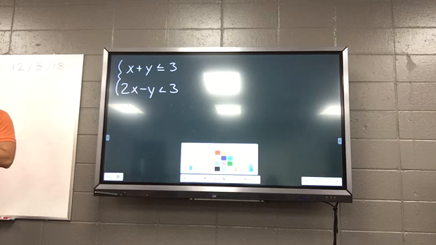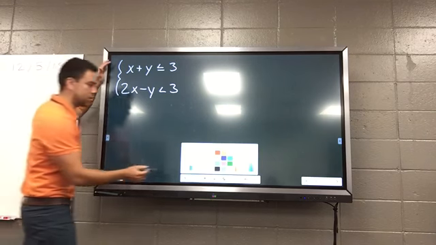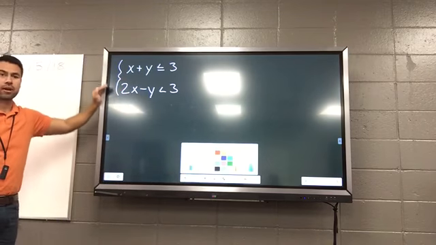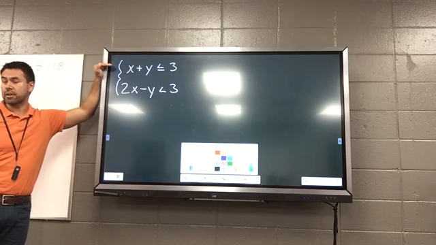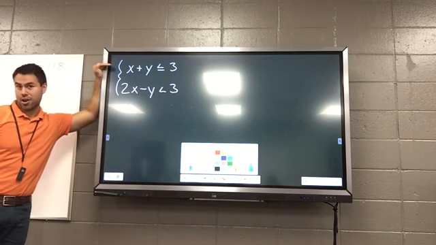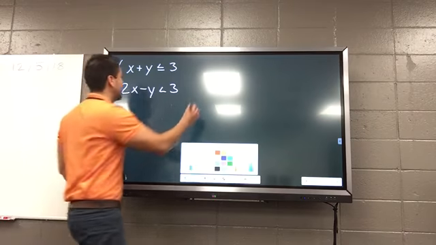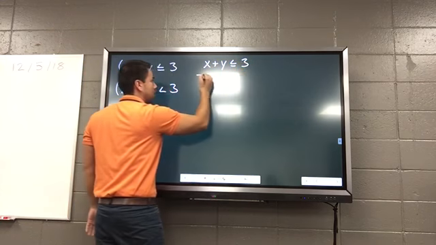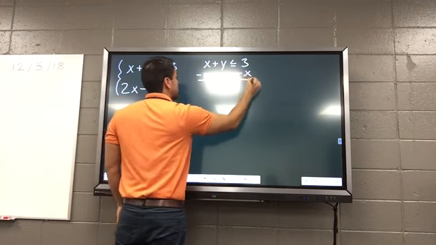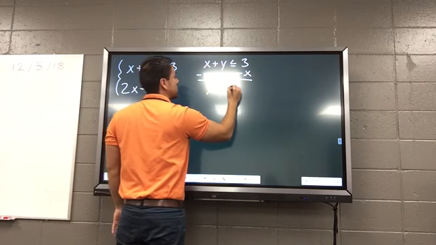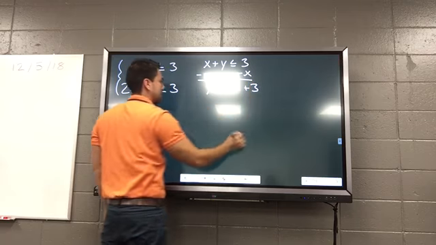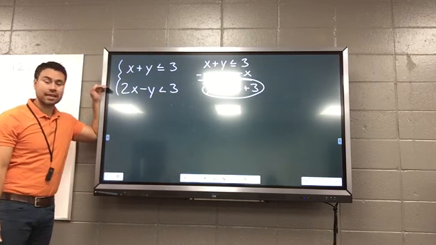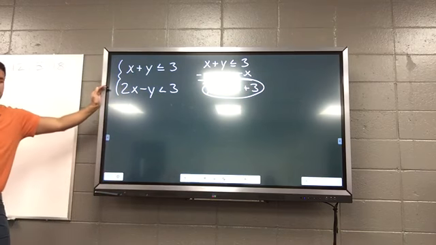Okay, so the first thing I need to do is make these in slope-intercept form, right? Is the top equation in slope-intercept form? No. So I need to get it there. Marissa, how do I get it there? You subtract the x on the side. So I'll get y is less than or equal to negative x plus 3. Okay, so I'm going to circle again just to reference easily. How do I get the second inequality to be y equals mx plus b?